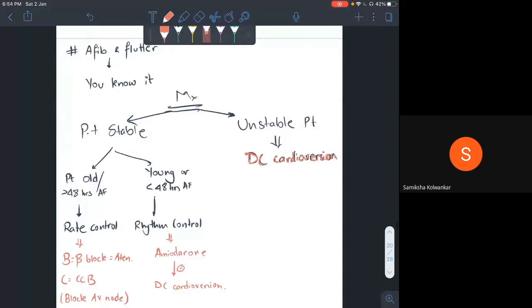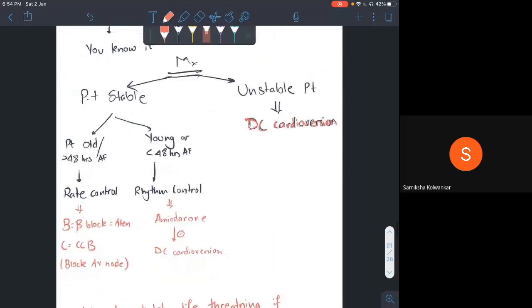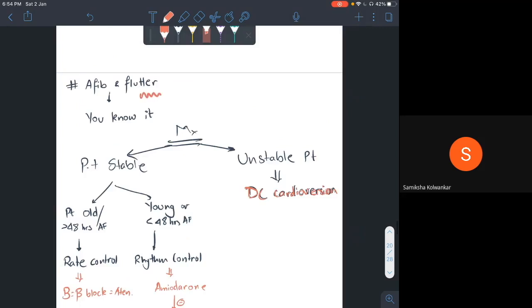Atrial fibrillation, atrial flutter, you guys know this. I'm not going to go into this because the patient ideally never is unstable with this. You have seen a lot of ECGs with AFib and atrial flutter. Atrial flutter will have the typical chainsaw sort of appearance, and AFib is basically no activity in the atrium, and then QRS complexes at a very high rate.